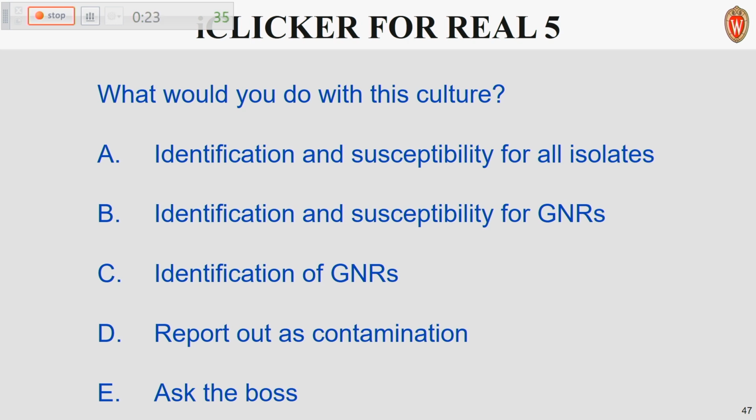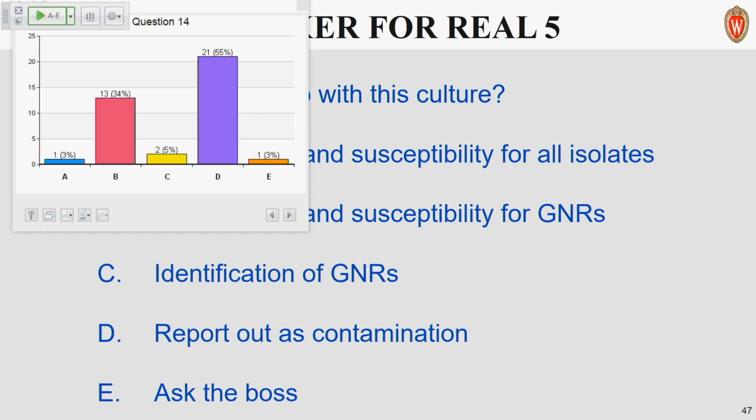Pay attention to the clinical situation in these next 2 or 3 cases. We haven't used the clickers for a little bit, so just make sure your clicker's turned on too. Sometimes they turn off after a while. All right, so it looks like we have 21% contamination, well, 55%, 21 people, and 13 people doing an ID and susceptibility for the negative rods.